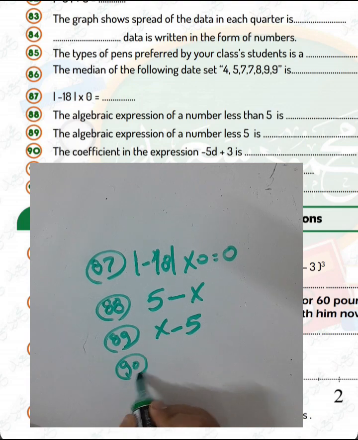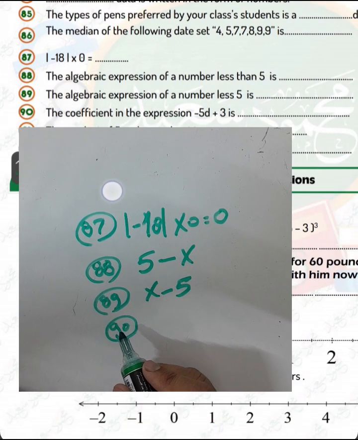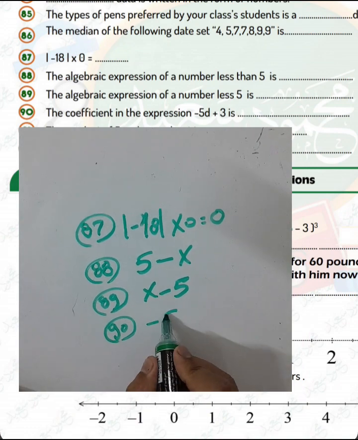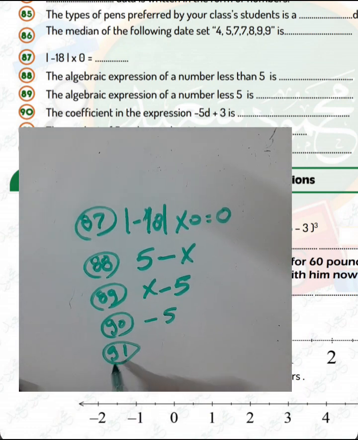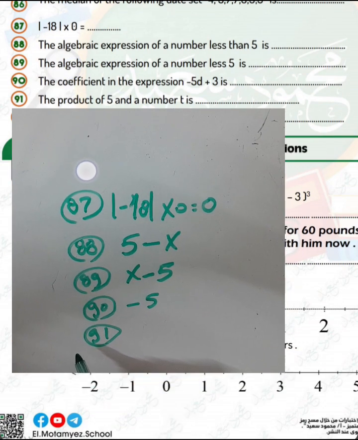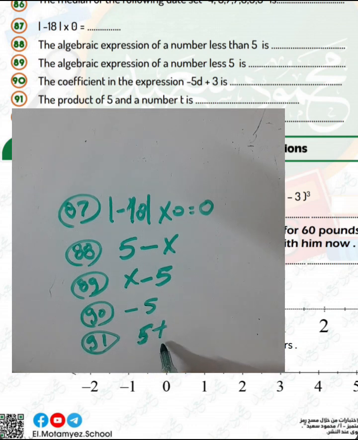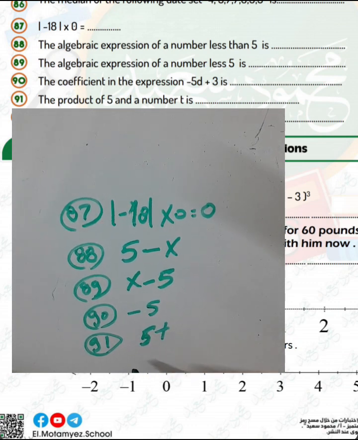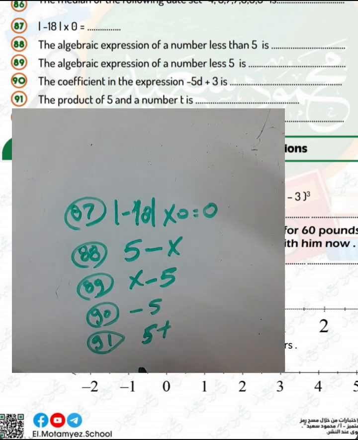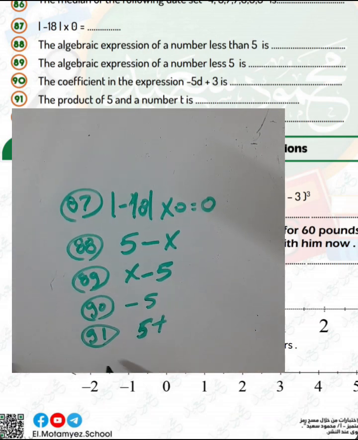Question 90. The coefficient in the expression: the coefficient here is negative 5. Negative 5 is a coefficient. Question 91. The product of 5 and a number t is 5t. The product between 5 and the number t will be 5t. It was question 91. Question 92.